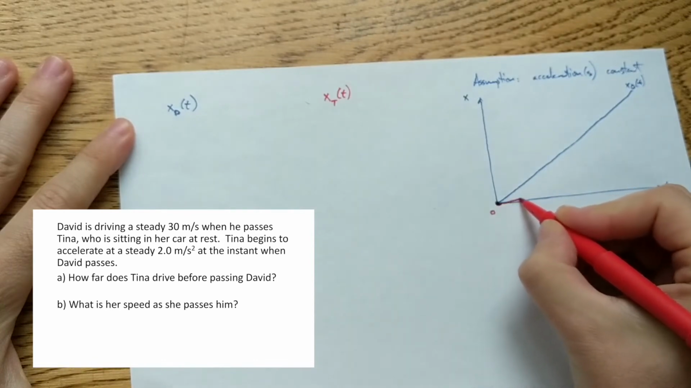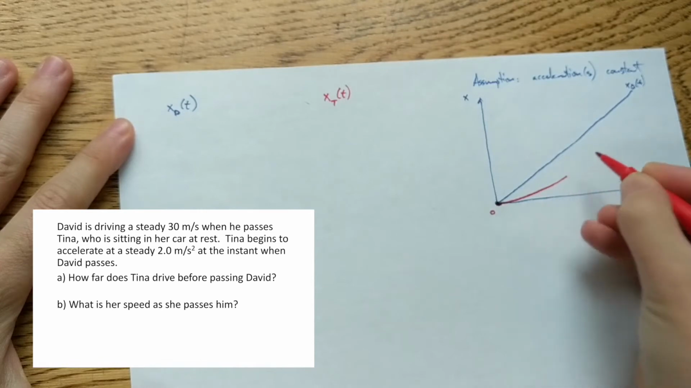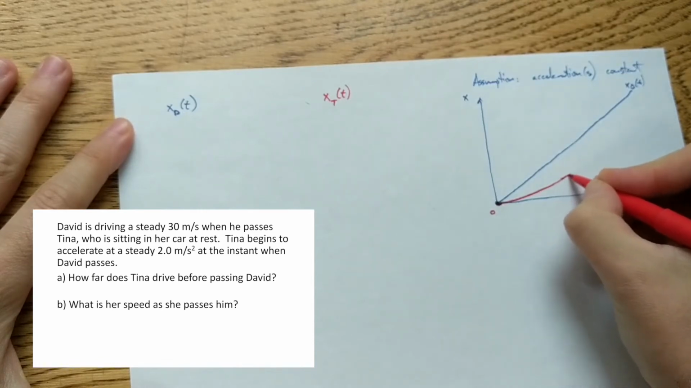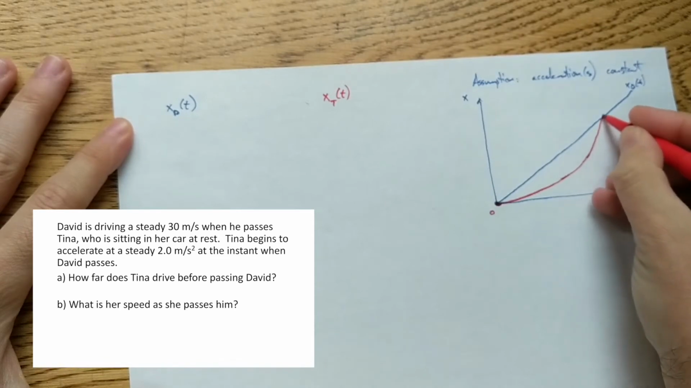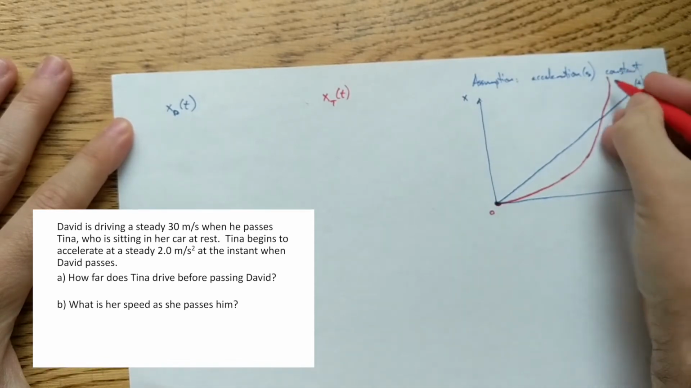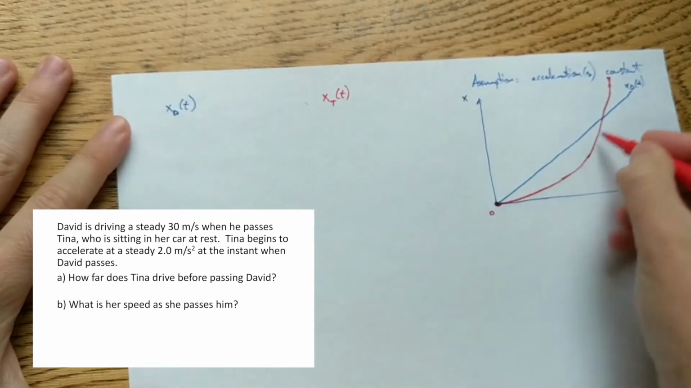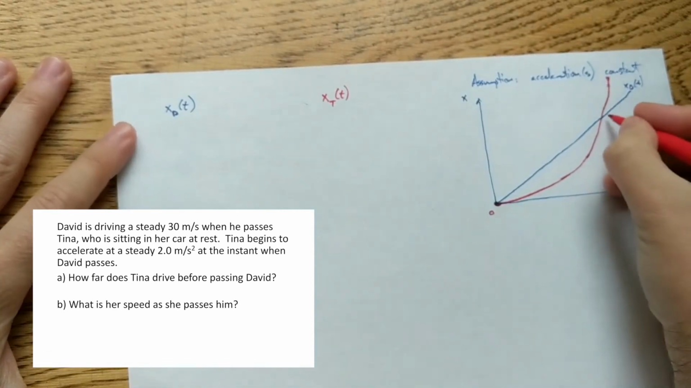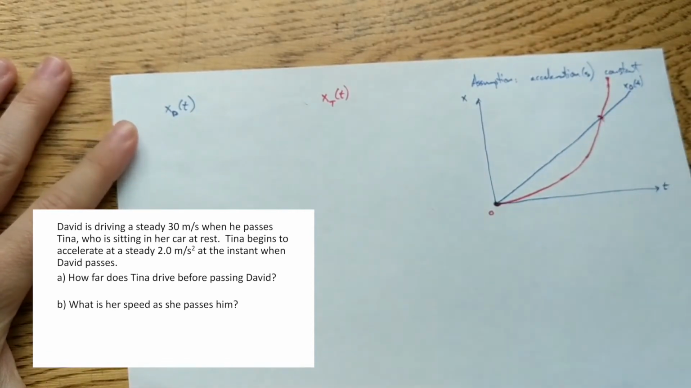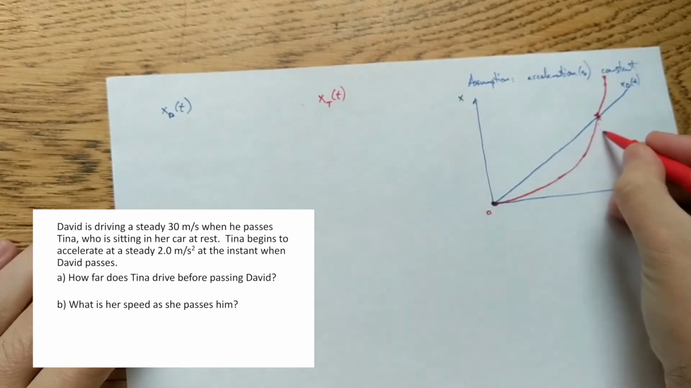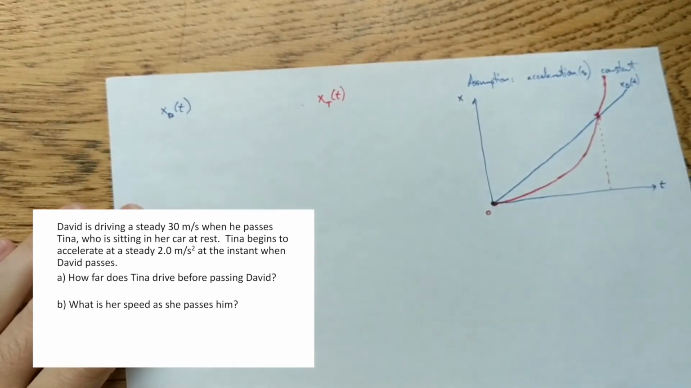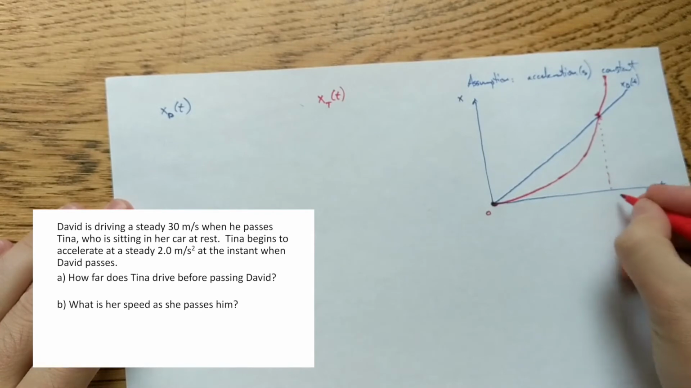She starts off slow. After 1 second she's only going 2 meters per second, but she picks up more and more speed, and under constant acceleration the position as a function of time looks like a parabola. And what we're trying to do is find out, where do the two meet? And where does David get his comeuppance? So this time is when they meet.